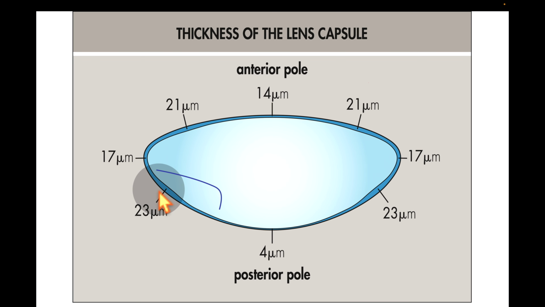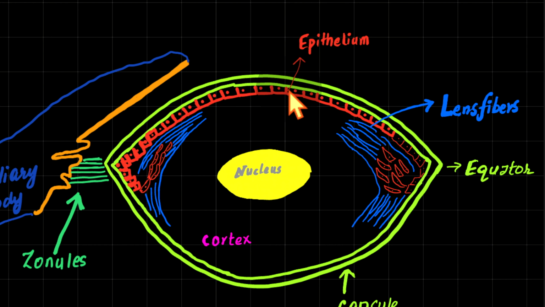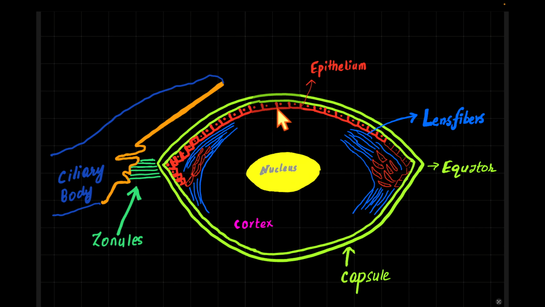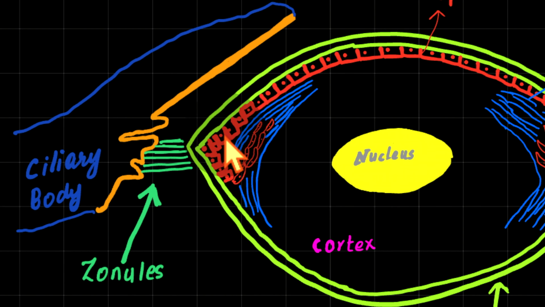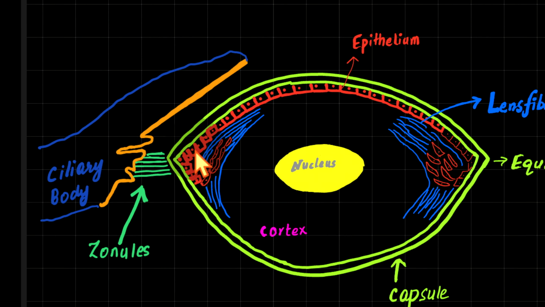Now, beneath the capsule, there is the lens epithelium, and this is basically a simple cuboidal epithelium. So it is a single layer of cells, and in the center, these cells are quiet, so they don't show any mitosis. But as you move towards the equator of the lens, these cells are going to become active, they are going to show mitosis, and these cells are going to become columnar. And basically, by elongation of these lens epithelial cells at the equator, the lens fibers are going to form.